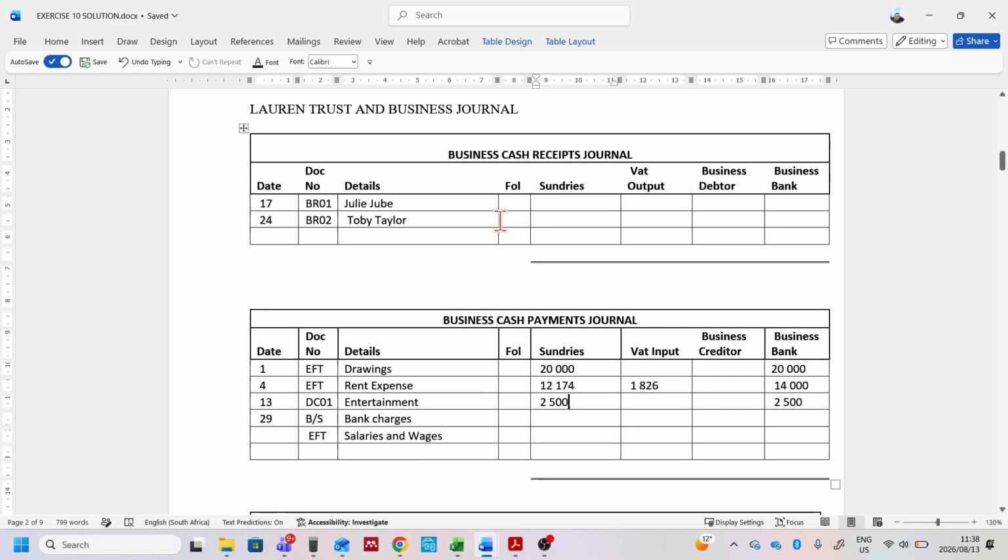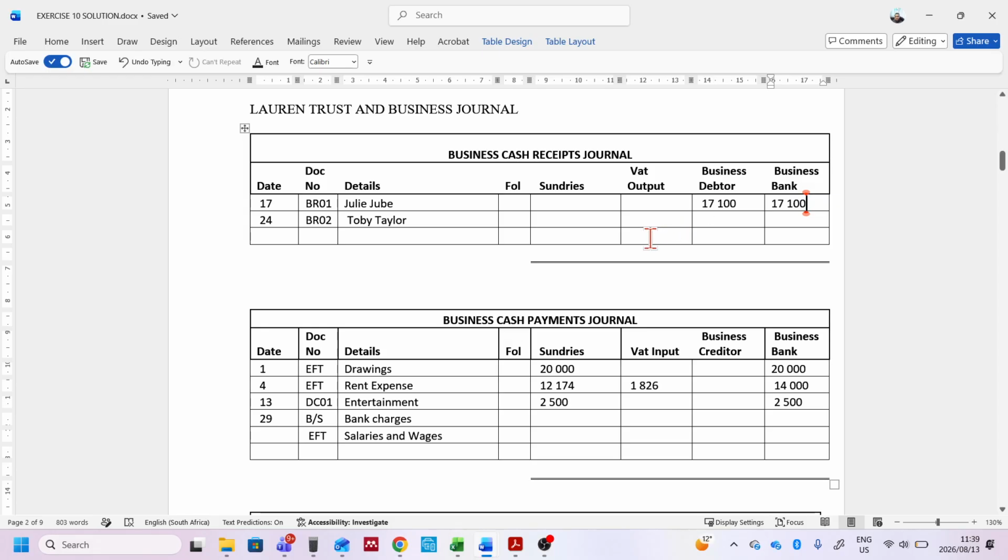So we go to our cash book receipts. You're going to indicate on the 17th, I am receiving money, so I issue a business receipt. The client's name is Julie Jube. The total amount that I'm receiving, 17,000 from a debtor, is also coming into my business bank account. The same accounts that are affected in your accounting equation are the same affected over here.